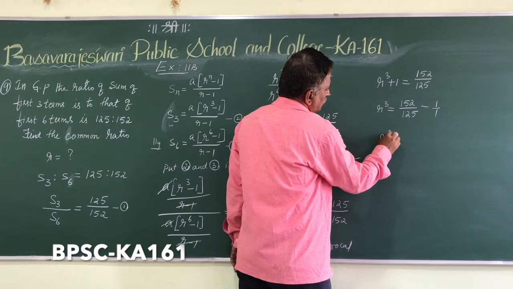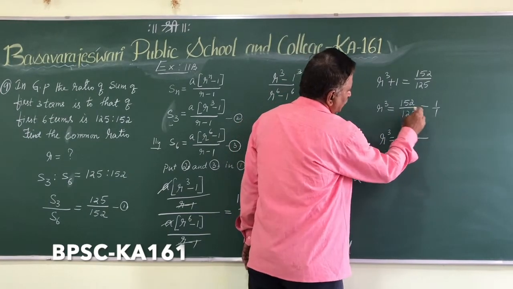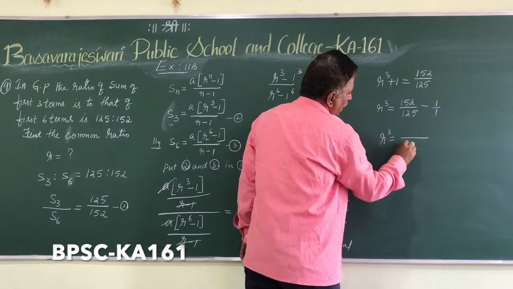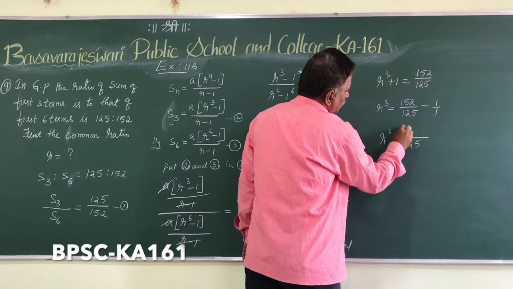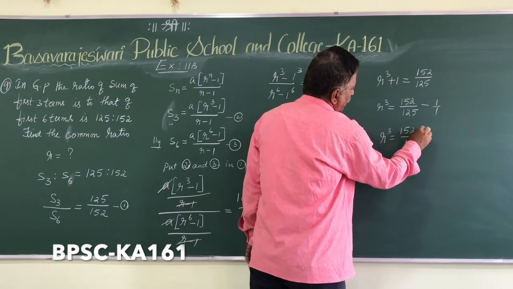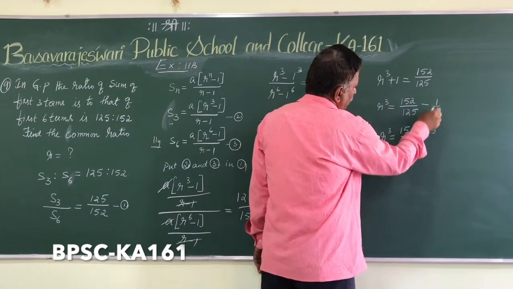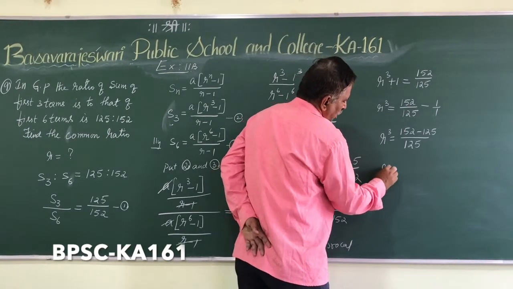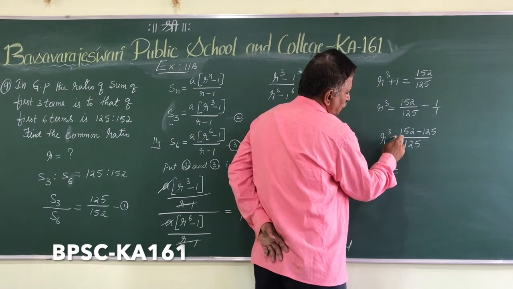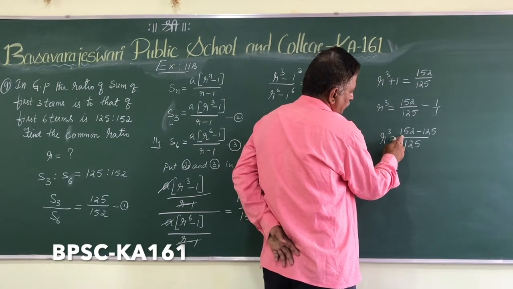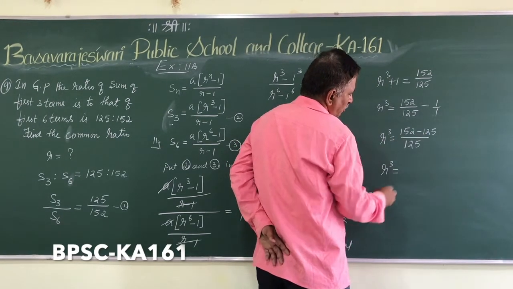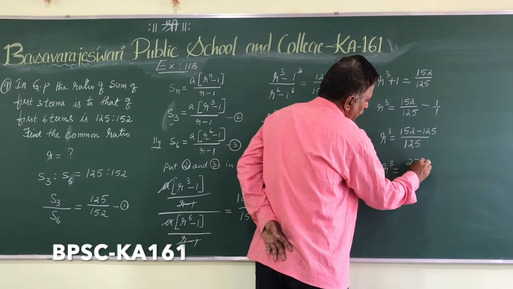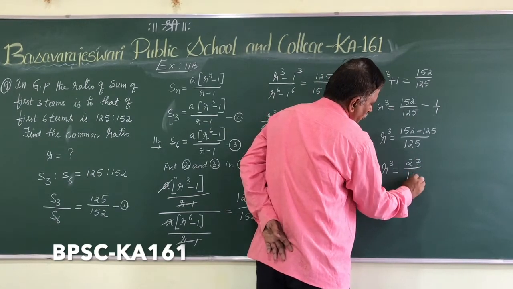So r cube is equal to, if I take the LCM for these two, because these two are fractions, I'll get 125. So 152 minus 125. You have to do the LCM method and find the value. So r cube is equal to, what is the difference? So 152 minus 125. I hope it will give 27, and this will be 125.